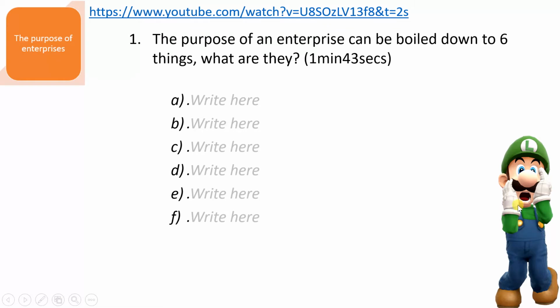Don't look all shock horrored that considering there are 6 things to write down, they're actually quite straightforward. We're looking at the purpose of enterprises. So you've got to click on the link at the top. That takes you to lesson 1 of component 1 Aim A, and you can boil it down to 6 main things about why enterprises exist. So if you scoot along to 1 minute 43, you'll probably find all the answers there.